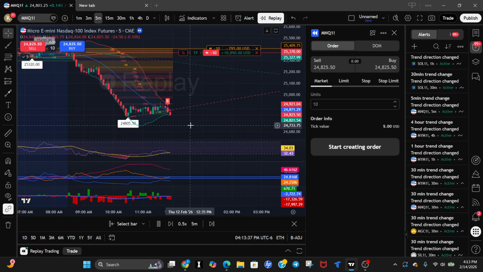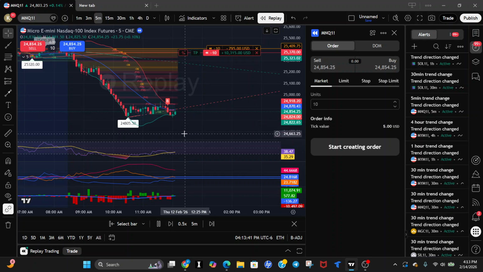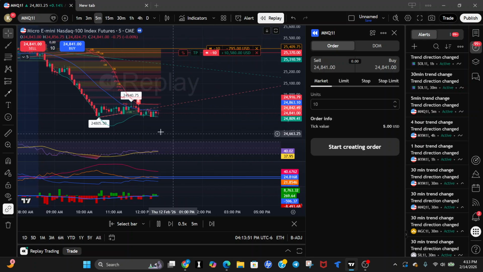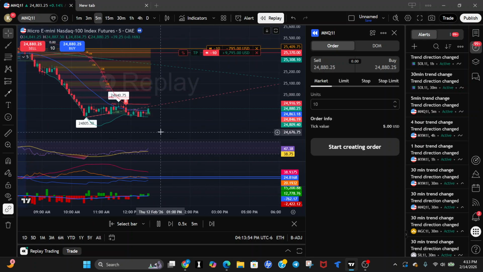We broke through the trend line, created a new fair value gap. Let's see how we react off this fair value gap. Seems like we're going to continue lower here. It seems like the bears are winning. We'll see how long that lasts.